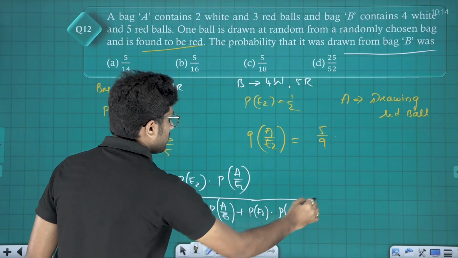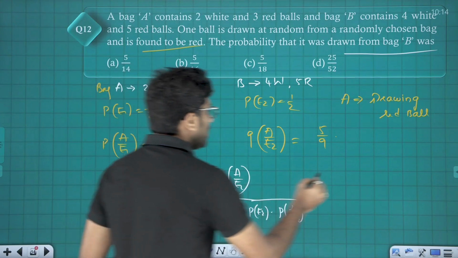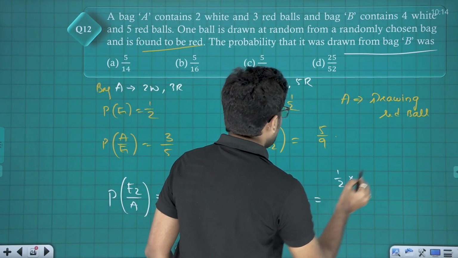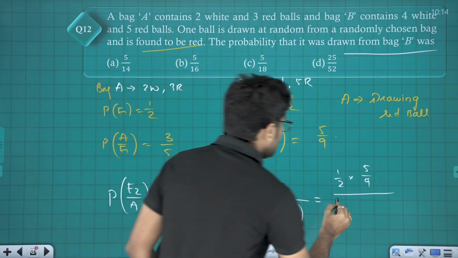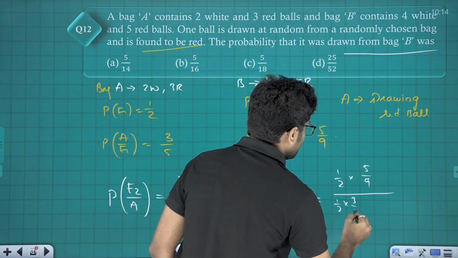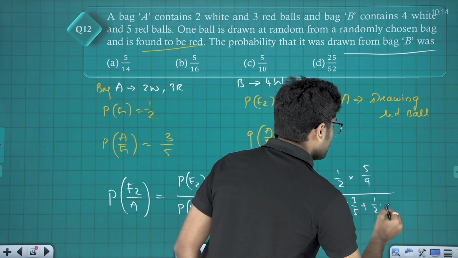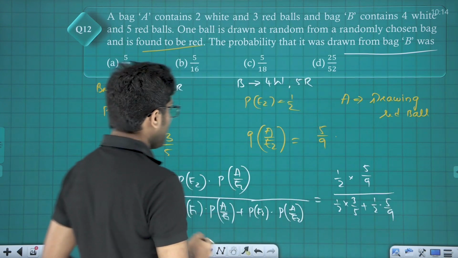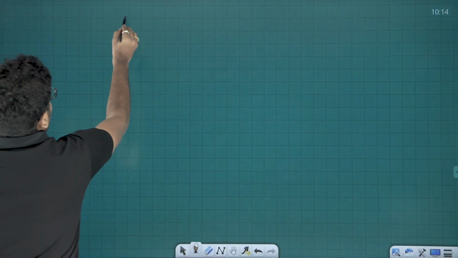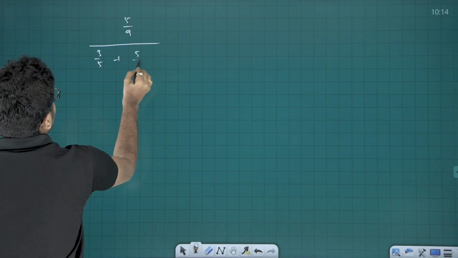So that becomes, friends, P of E2, 1 by 2 into 5 by 9 divided by 1 by 2 into 3 by 5 plus 1 by 2 into 5 by 9. Anyhow 1 by 2 gets cancelled. So that becomes 5 by 9 divided by 3 by 5 plus 5 by 9, friends.